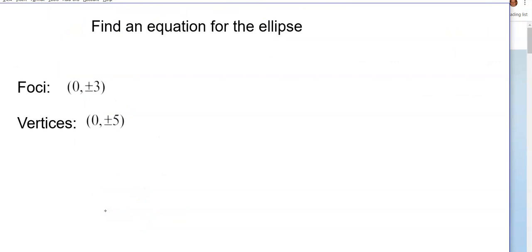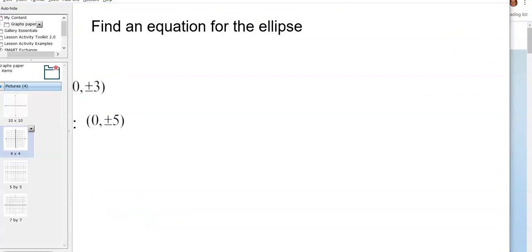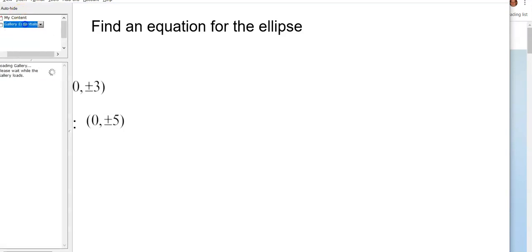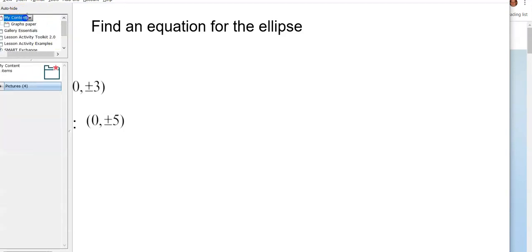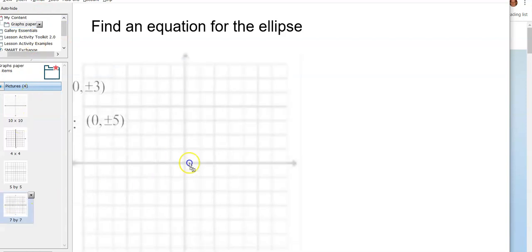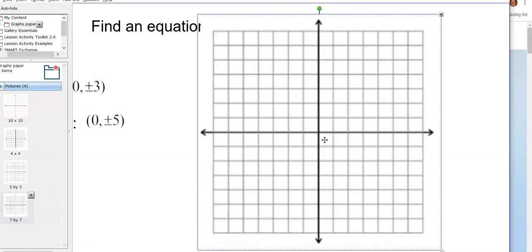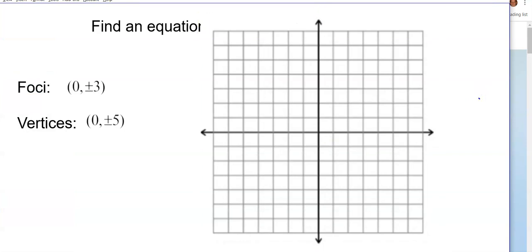Find an equation for the ellipse. So this one, they didn't give us the equation, so let's try to draw this because that really helps to think things through a little. Okay, so we're going to draw, the vertices are going to be at 0, 5. 1, 2, 3, 4, 5. That's a vertex. And 1, 2, 3, 4, 5. That's also a vertex. The focus points are at 0, 3 and 0, negative 3.